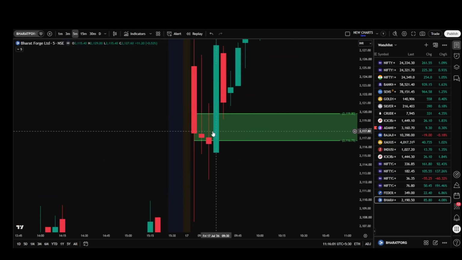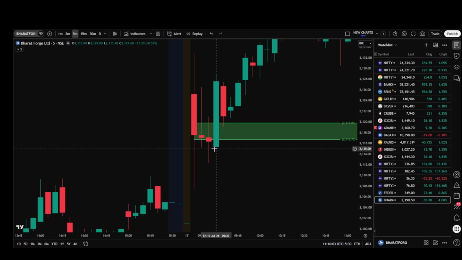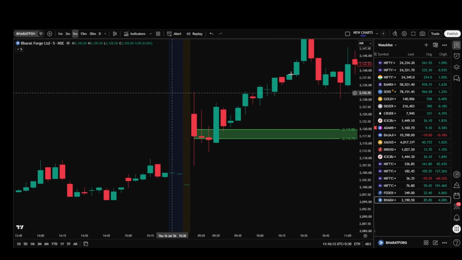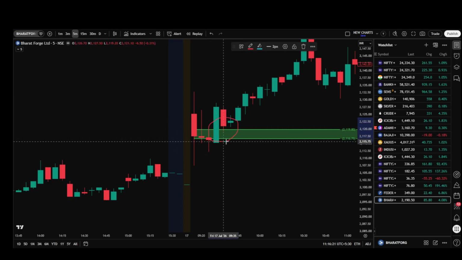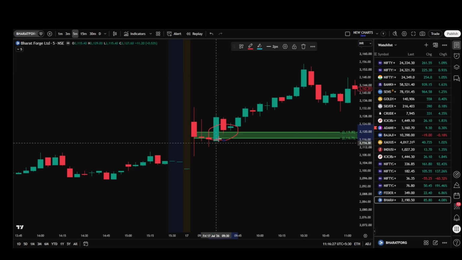So three candles are completed. After 3 candles, what happened? We have drawn the levels here, and a red candle came inside, and you can see a wick inside, and a retracement happened here, and the same thing helped us for entry. Hope you understand what I'm trying to tell you. So this is our retracement. Bharat Forge exactly retraced from here and went up.